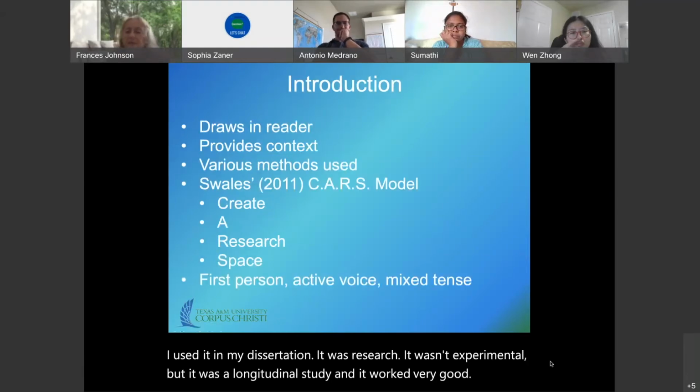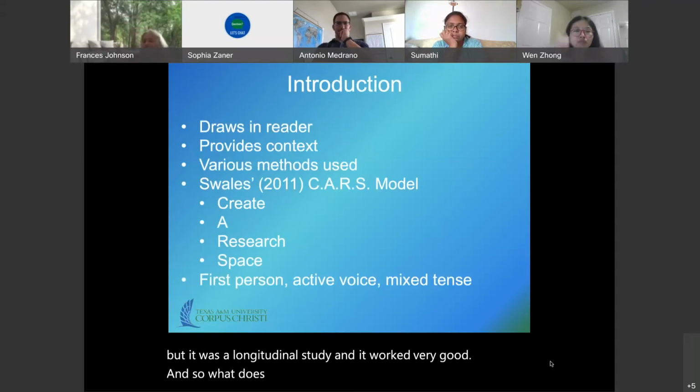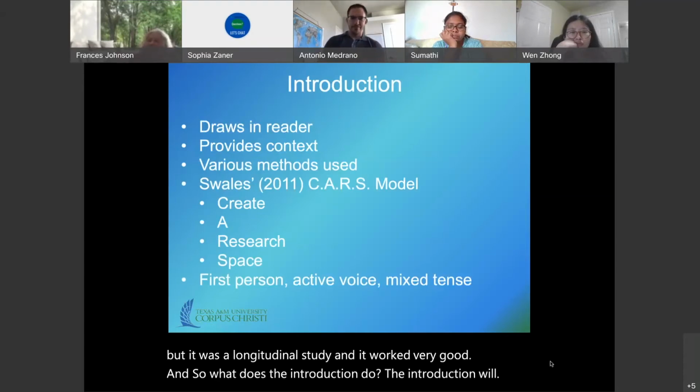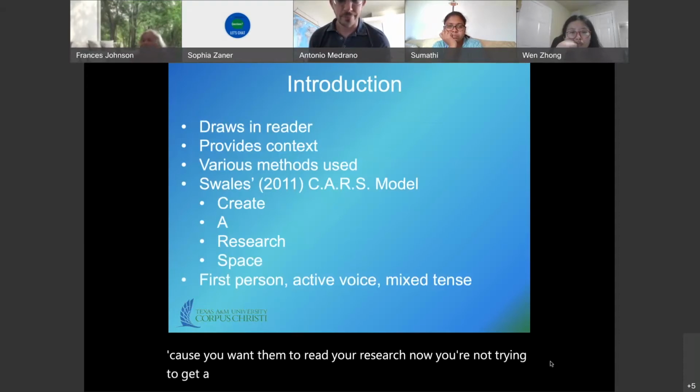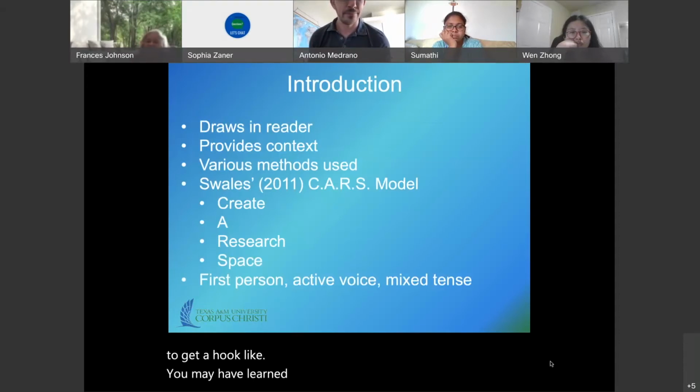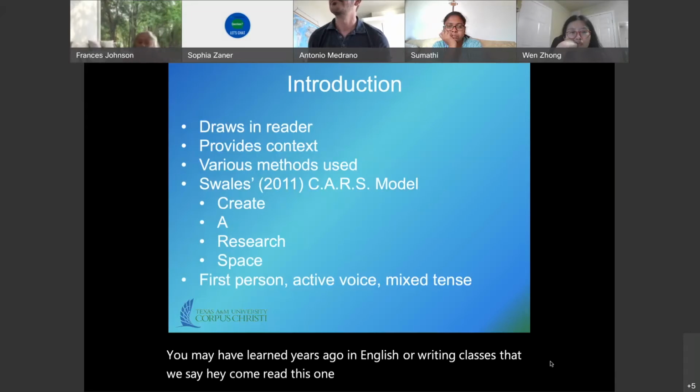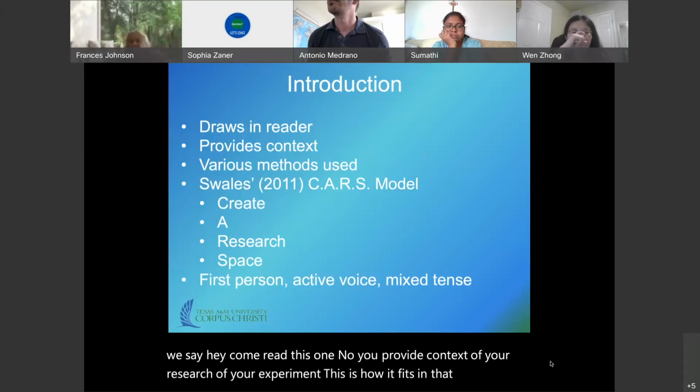And so what does the introduction do? The introduction, you want to kind of draw your reader in because you want them to read your research. Now, you're not trying to get a hook like you may have learned years ago in English or writing classes where you say, hey, come read this one. No, you provide context of your research, of your experiment. This is how it fits in that bigger conversation.